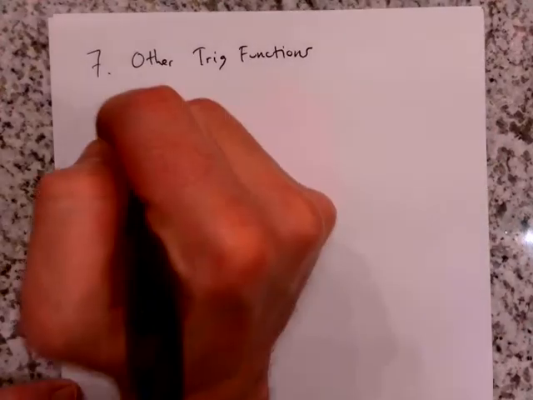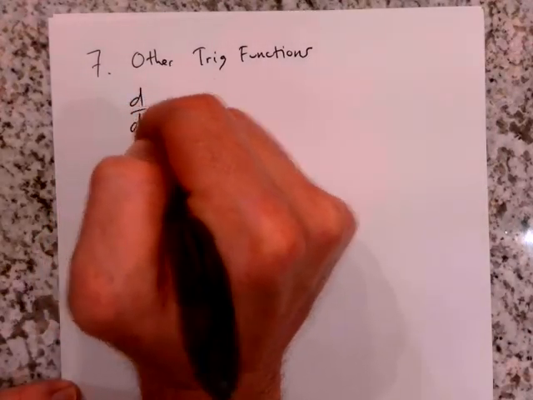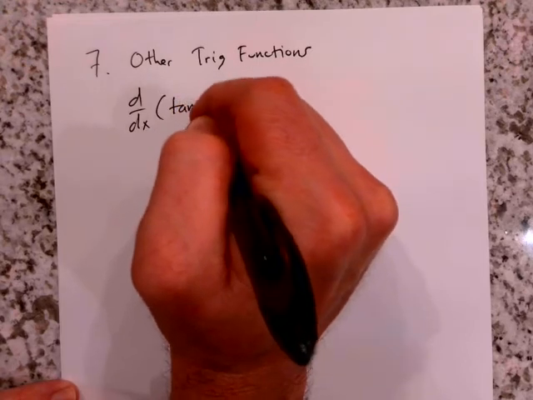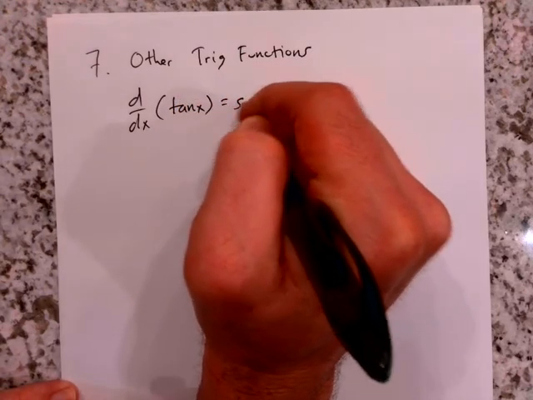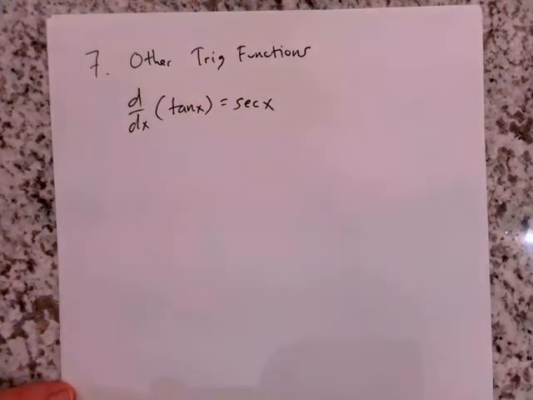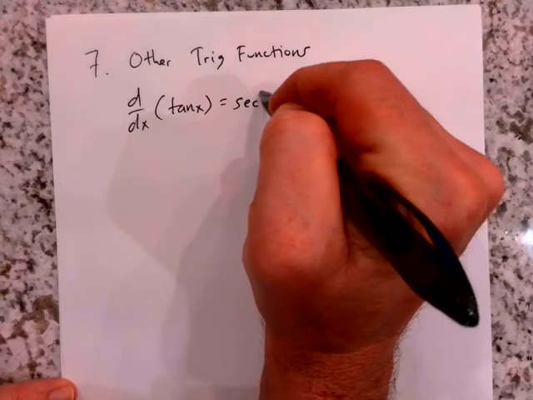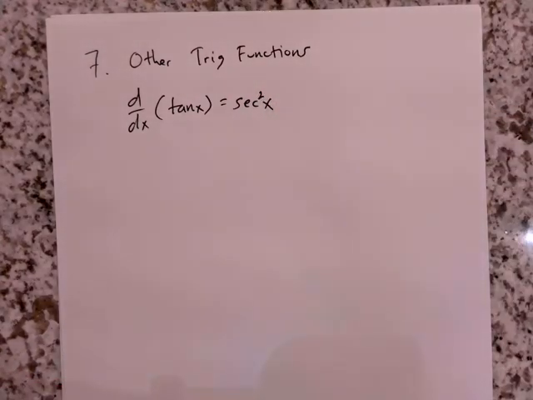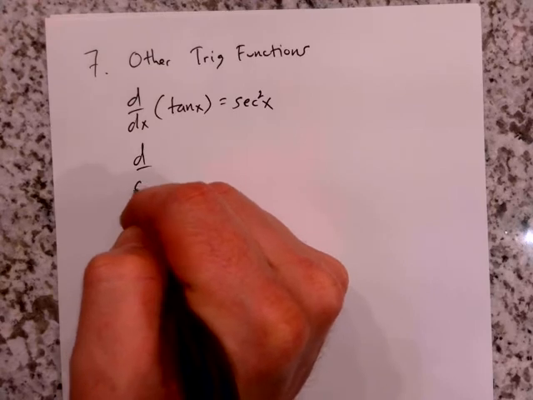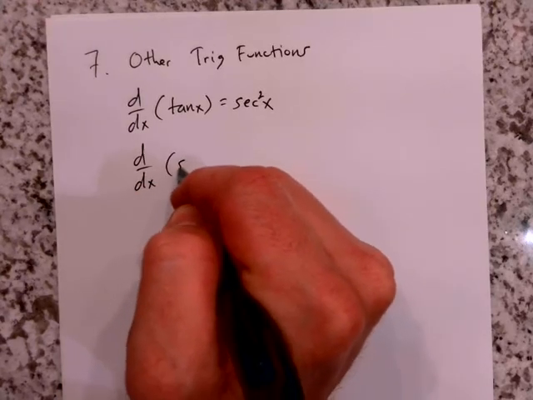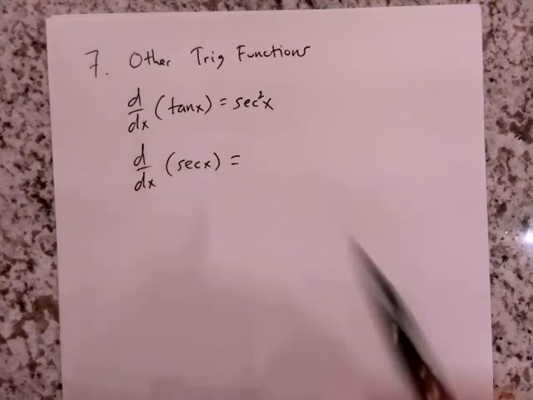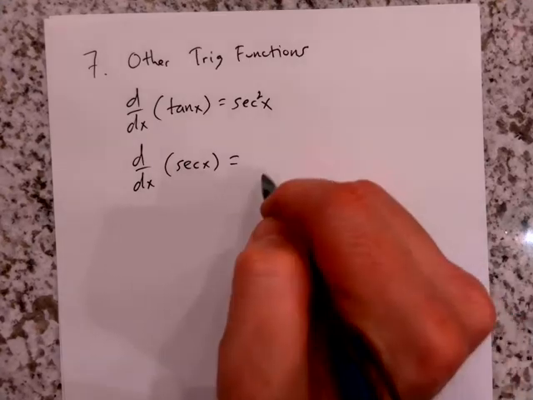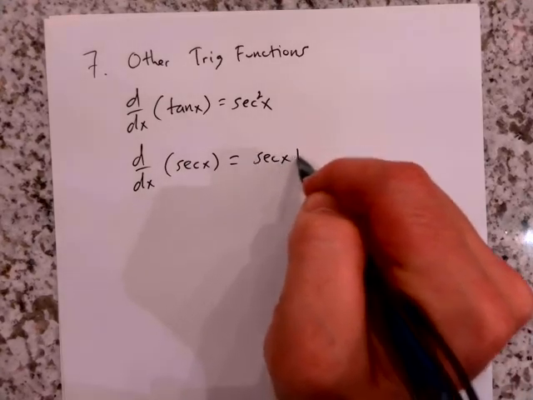Okay, other trig functions. The derivative of tangent is secant squared x. The derivative of secant will be secant x tangent x.